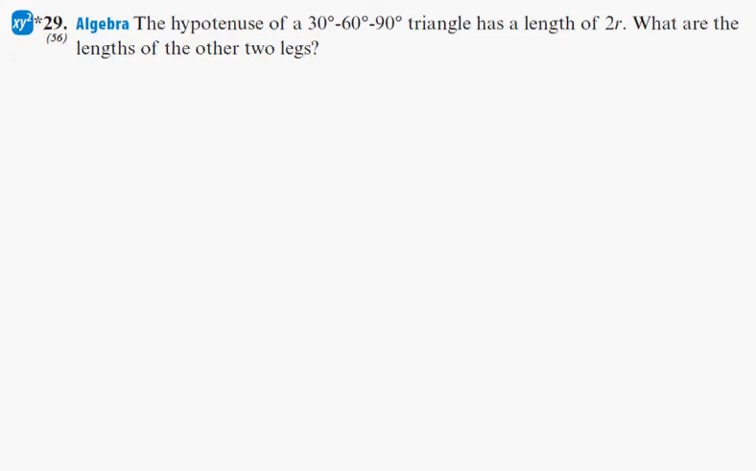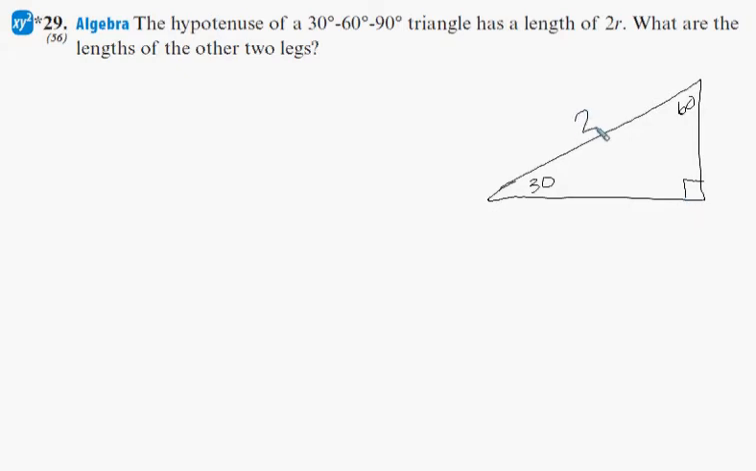Well, guess what? We're back to a 30, 60, 90 triangle. So, of course, start by drawing the reference triangle, which is what I'm going to do right here. Put my 30 here, my 60 here, my 90 here. I always remember for the 30, 60, 90 that the hypotenuse is 2.